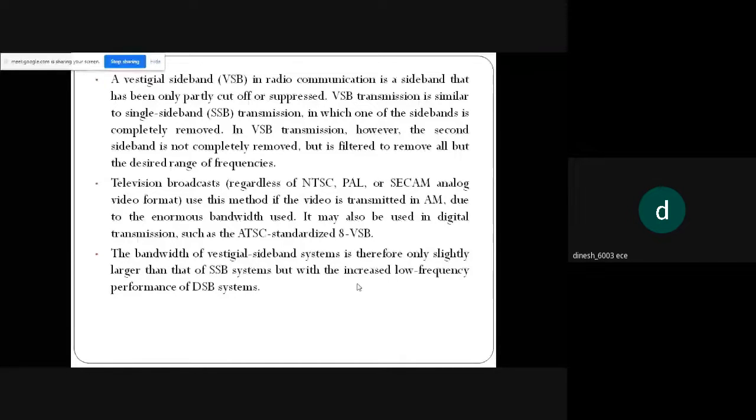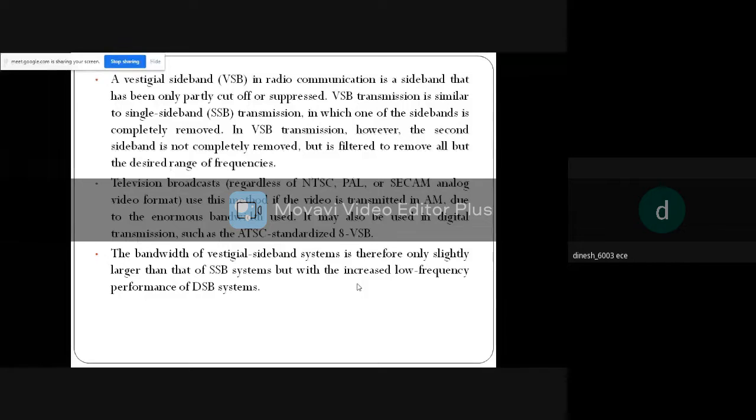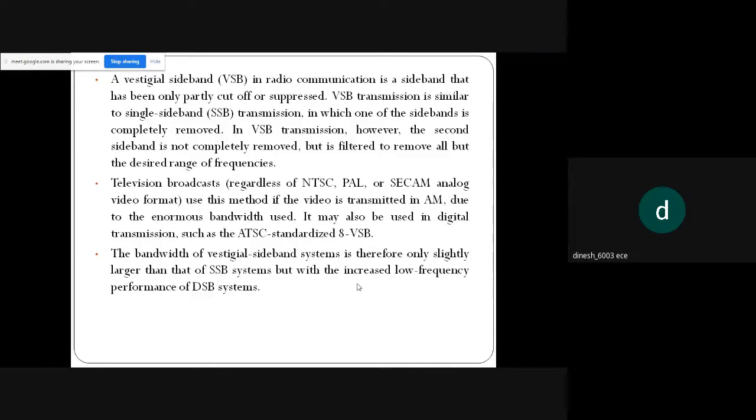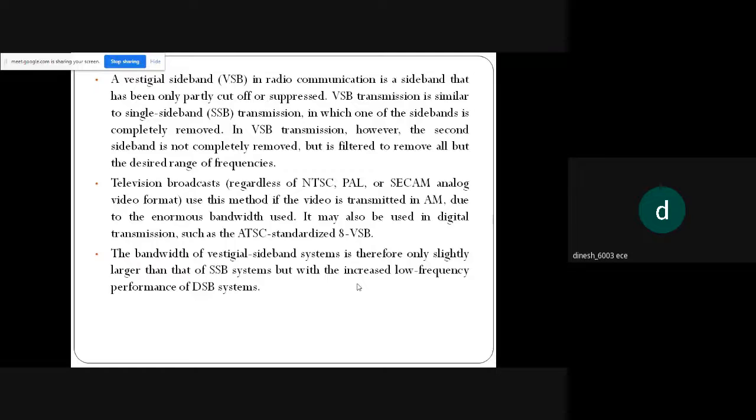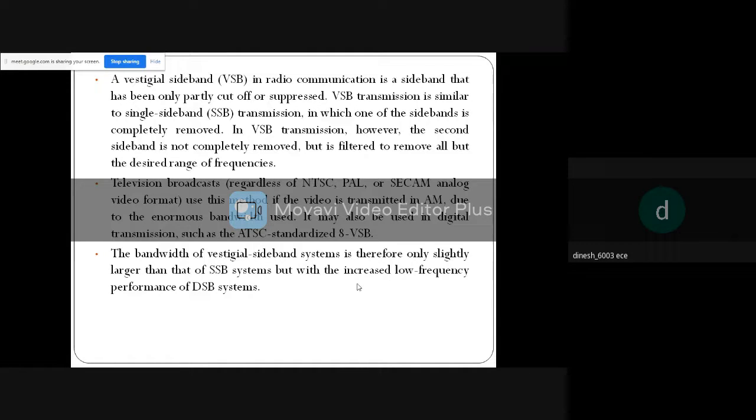television broadcasting, the NTSC, PAL, SECAM analog video formats use this VSB. And if the signal is transmitted in AM mode, mostly all your video signals are transmitted only in amplitude modulation mode. If it is transmitted in AM mode, all the broadcasting is done using vestigial sideband, because there would be more bandwidth available. And this is used in your ATSC standardized system.